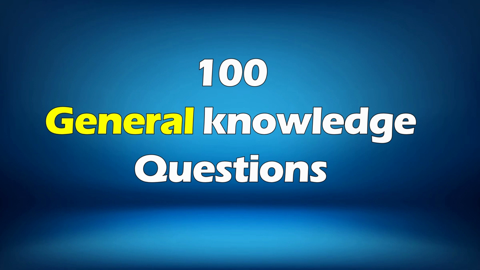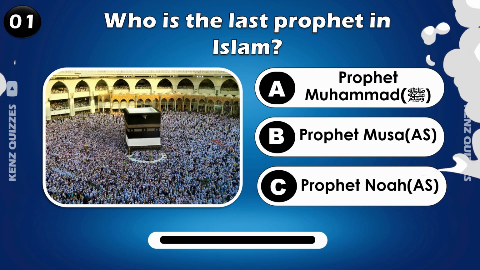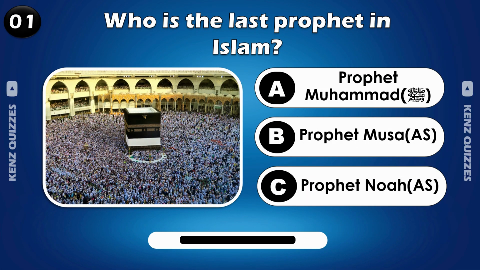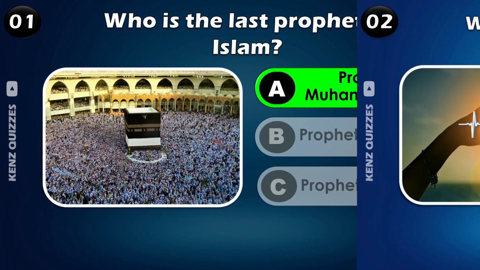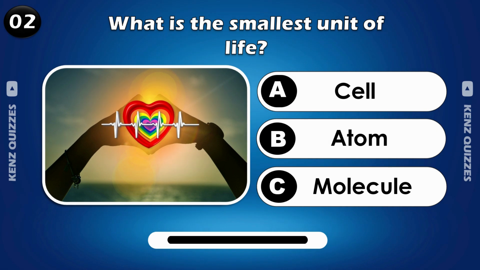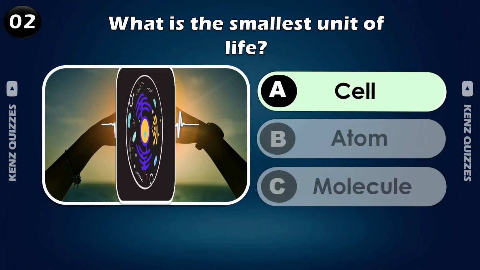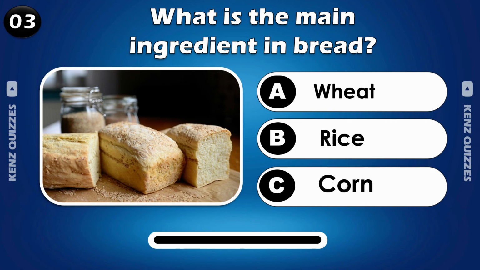100 general knowledge questions everyone should know. Who is the last prophet in Islam? Prophet Muhammad sallallahu alaihi wasallam. What is the smallest unit of life? Cell. What is the main ingredient in bread?